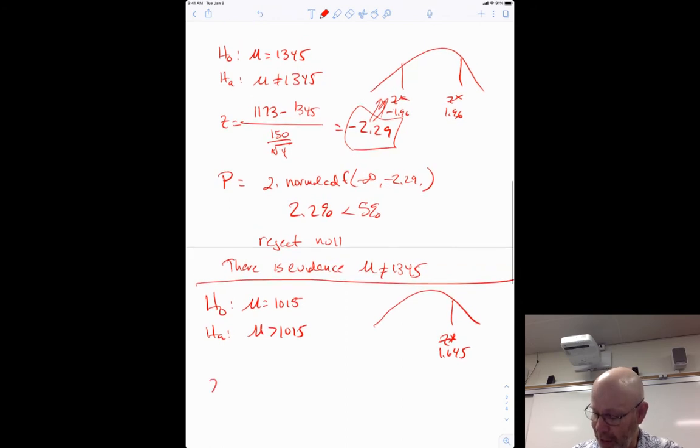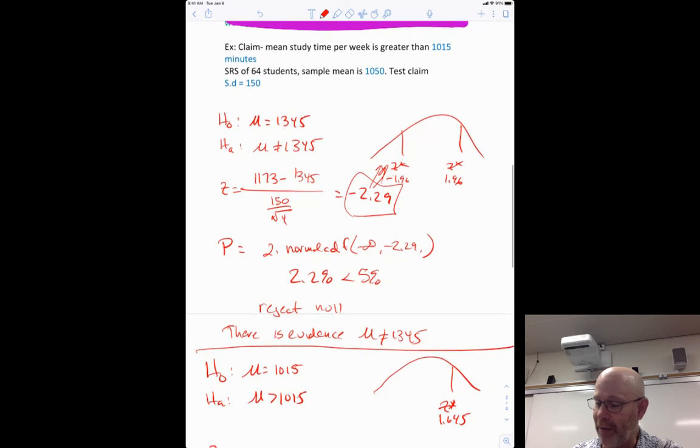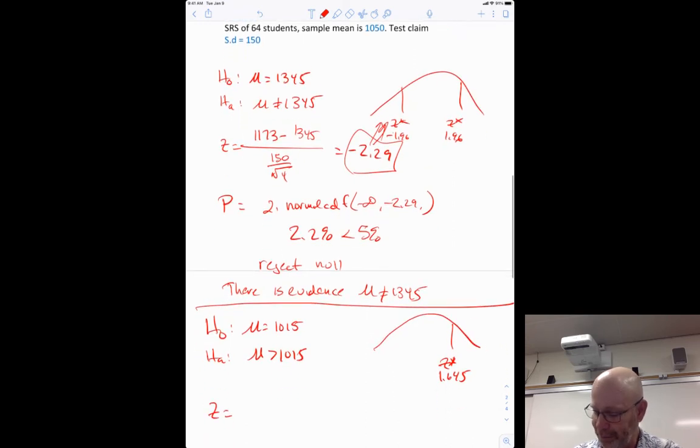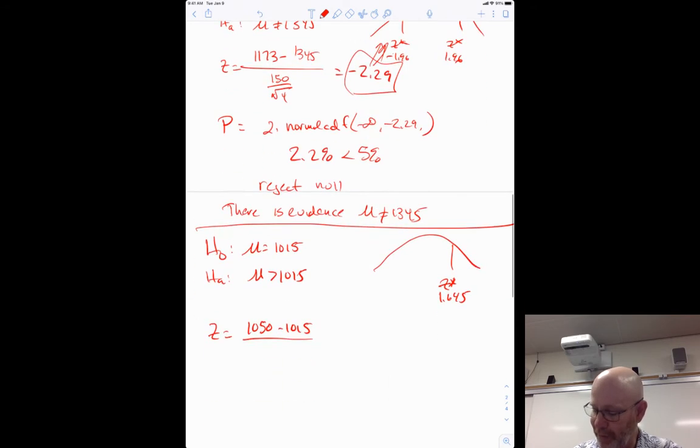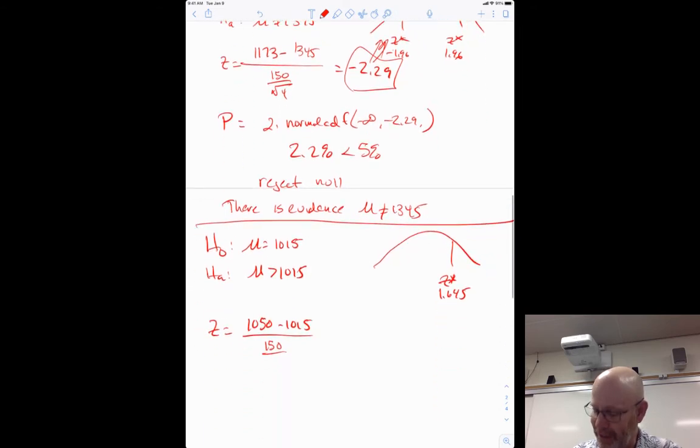Now here we go. My test statistic is what we got, which was 1,050, minus what we expected to get, divided by the standard deviation of the population, 150, divided by the square root of the sample size, which was 64. So 1050 minus 1015, divided by 150 divided by 8. 1.86.